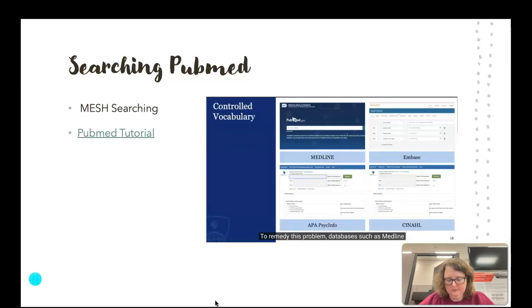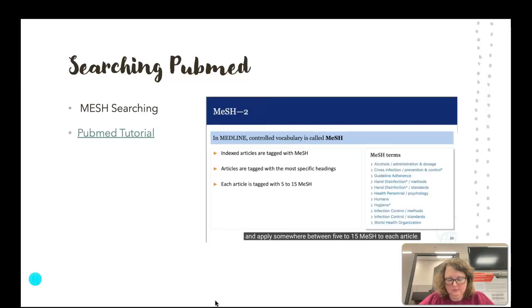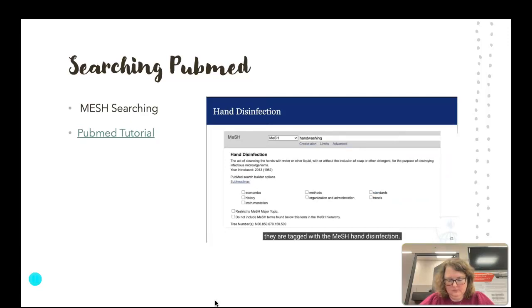To remedy this problem, databases such as Medline, Embase, APA PsycInfo, and CINAHL use a controlled vocabulary. In Medline, the controlled vocabulary is called MeSH. Indexers who work for Medline read each article and tag it with the appropriate MeSH. They use the most specific headings that are available and apply somewhere between 5 to 15 MeSH to each article. For articles that address hand washing, they are tagged with the MeSH hand disinfection. What this means for you is when you search using the appropriate MeSH, such as hand disinfection, you'll retrieve articles regardless of the terminology used by the authors.